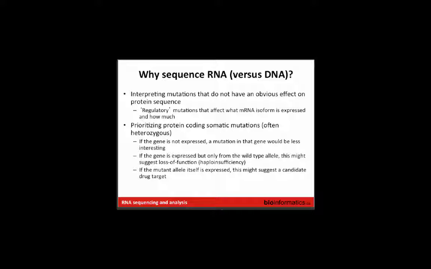And then a related but simpler application is prioritizing the protein coding somatic mutations. This is really a cancer application where you find a bunch of mutations inside exons of known genes, so you can do some kind of interpretation as to what their effect might be. And if you overlay transcriptome information on that, you can also tell whether the mutation is actually expressed in your tissue or not. And sometimes that can have important implications for the relevance of that mutation to a disease that you're studying.